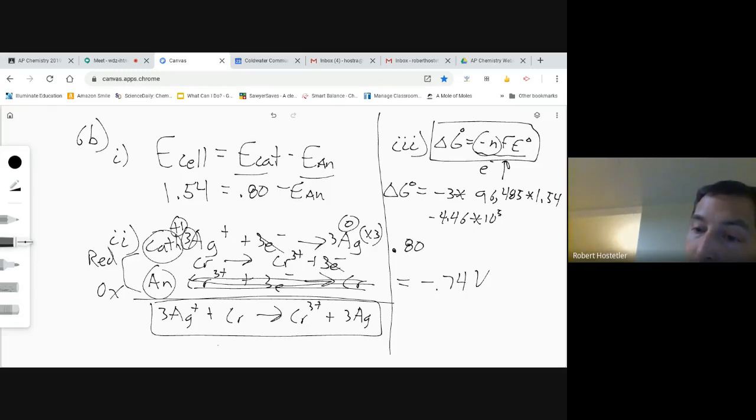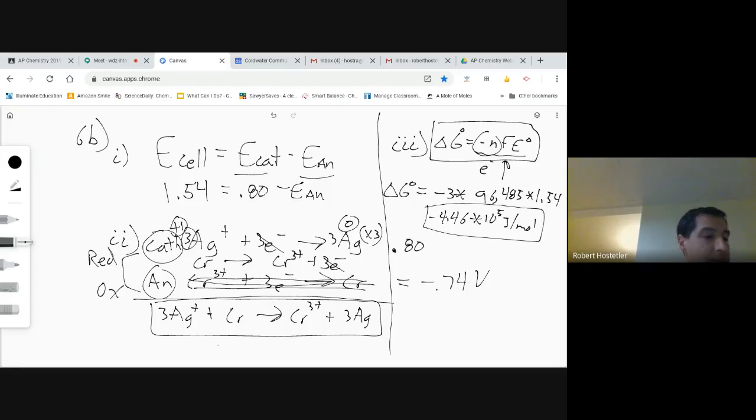Negative meaning that it's spontaneous, energy is produced. 10 to the 5th because joules are kind of small. So a lot of times they might ask for that in kilojoules. Here they didn't, so it's just going to be joules.